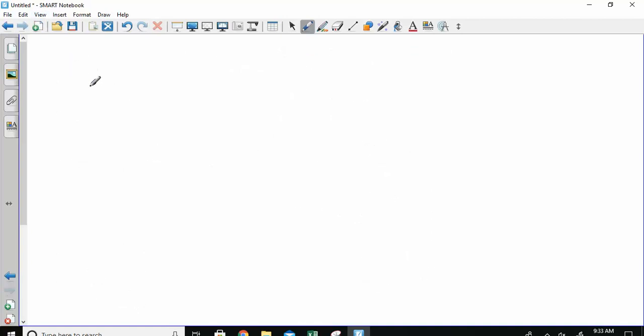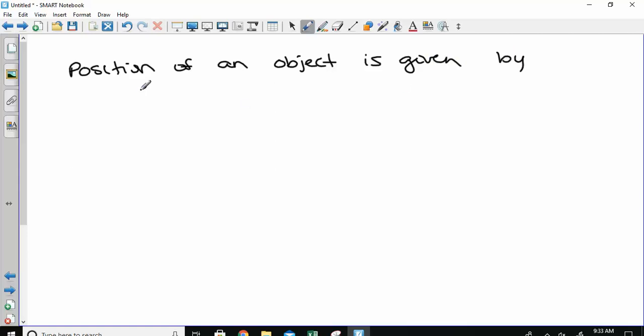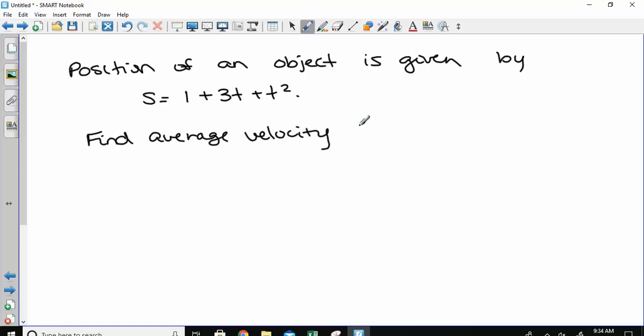I don't know. Okay, what if I said the position of an object is given by the equation S equals, and I asked you to find the average velocity over the time interval 1 to 3.